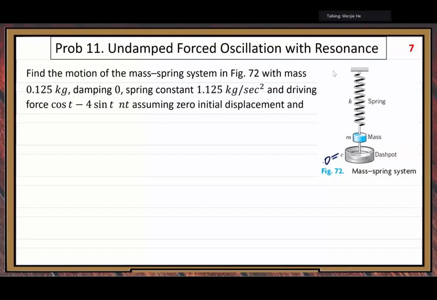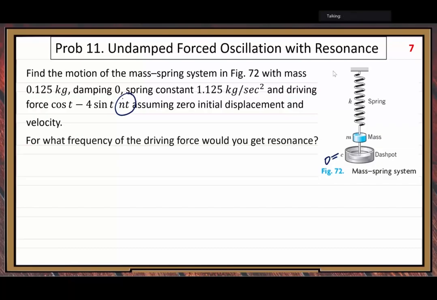Cosine t plus or minus 4 sine t, 2 pi periodic, right? So there is a period and there is a frequency. Initial displacement and velocity: the initial displacement is 0 and the initial velocity is also 0.